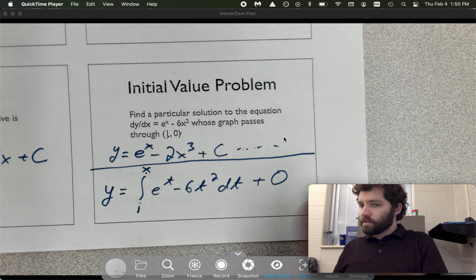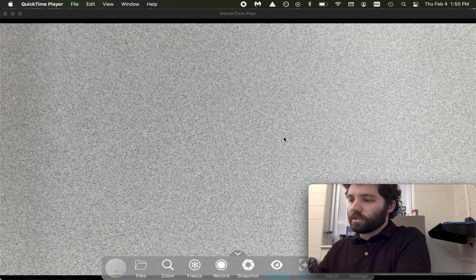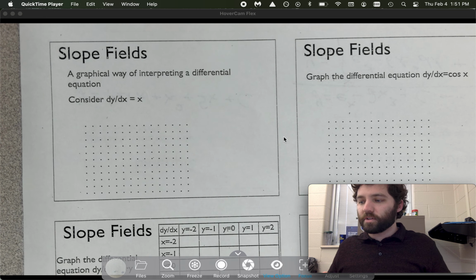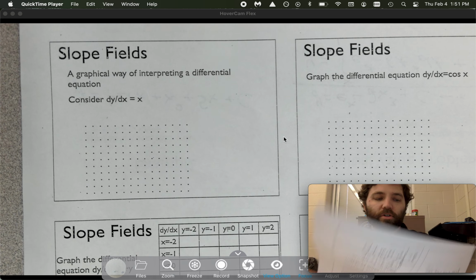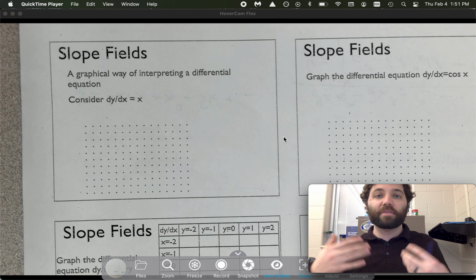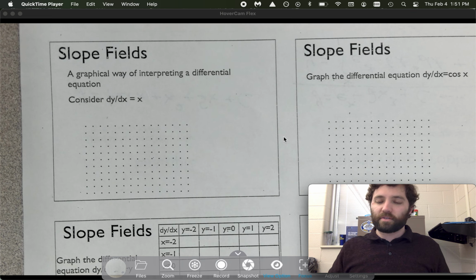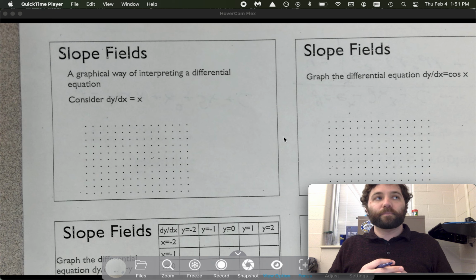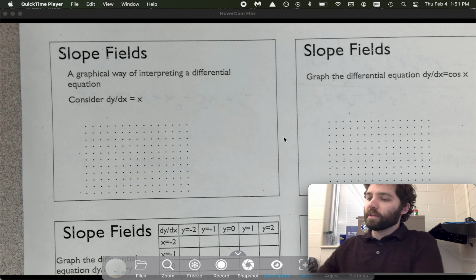So let's go on to the back page here. Slope fields, and we're going to talk about slope fields. And so slope fields are a graphical way of interpreting a differential equation, of sketching the slopes, or sketching the solutions to a differential equation. Now this differential equation we could solve, right? We can antiderive x and we can find the family of functions whose derivative is x. Totally possible to do. But what I want to do is show you how to make a slope field to sketch the possible solutions, because I'll show you on a simple problem, and then you'll be able to do it on more difficult problems. So dy dx equals x.